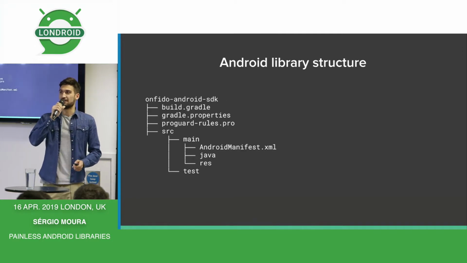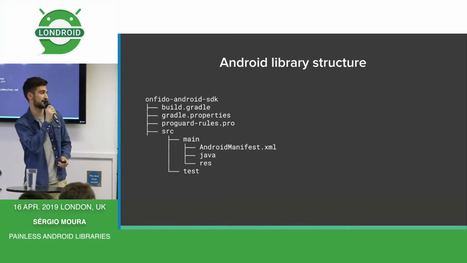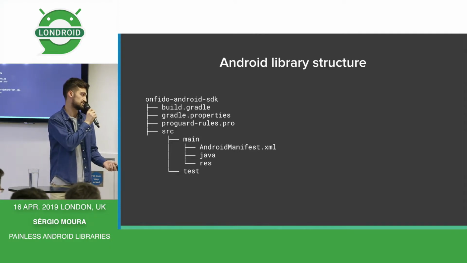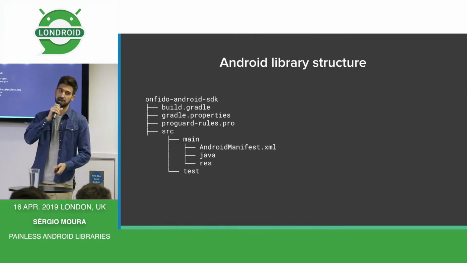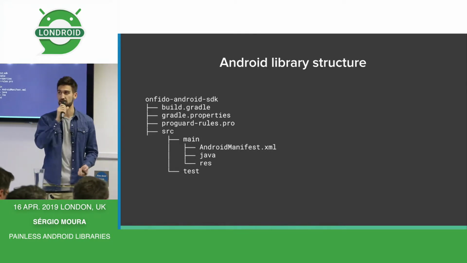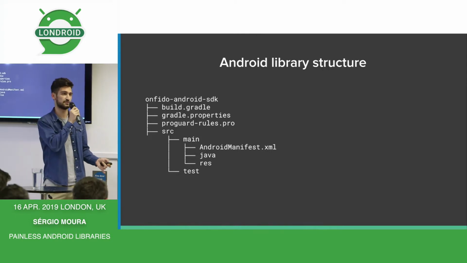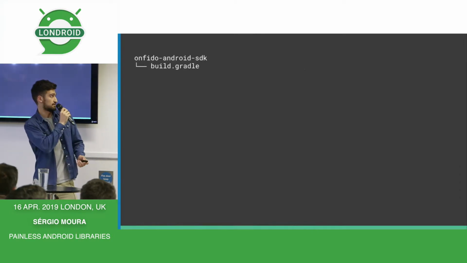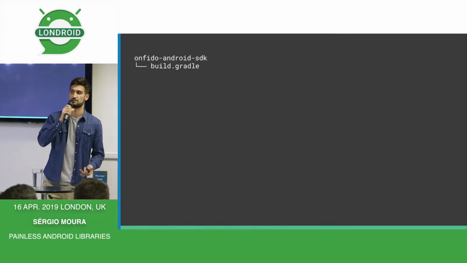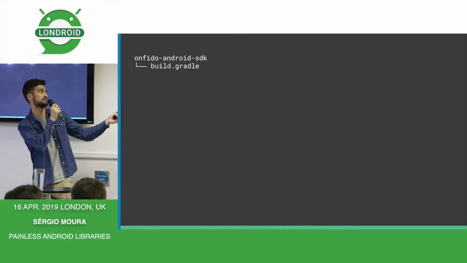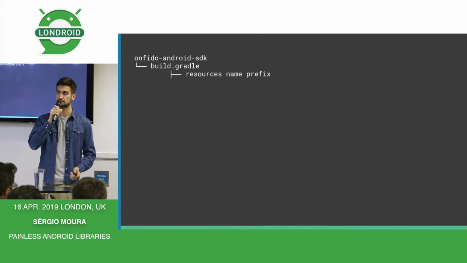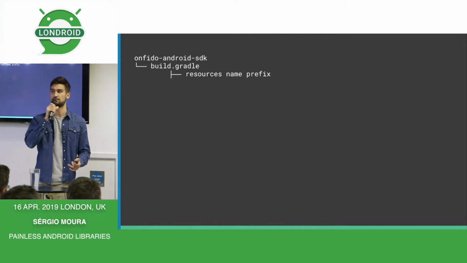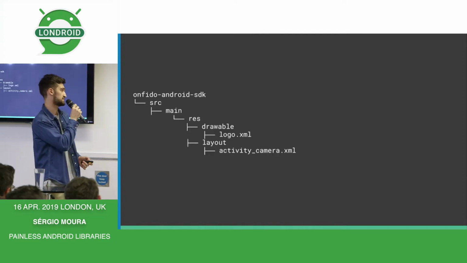Okay, so here is the structure of a regular Android library. You can see that it's pretty much similar to the structure of an app. And I decided to organize my tips and tricks by splitting them into the file or folder that they apply to. So first of all, assuming that you use Gradle as a build system, we're going to start by the library's build.gradle file. And the first trick is a very simple one, but can bring you big trouble if you don't apply it. It's called resource name prefix.